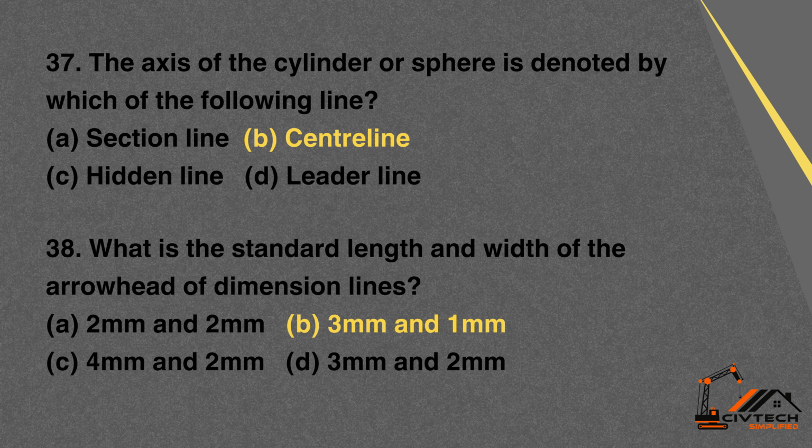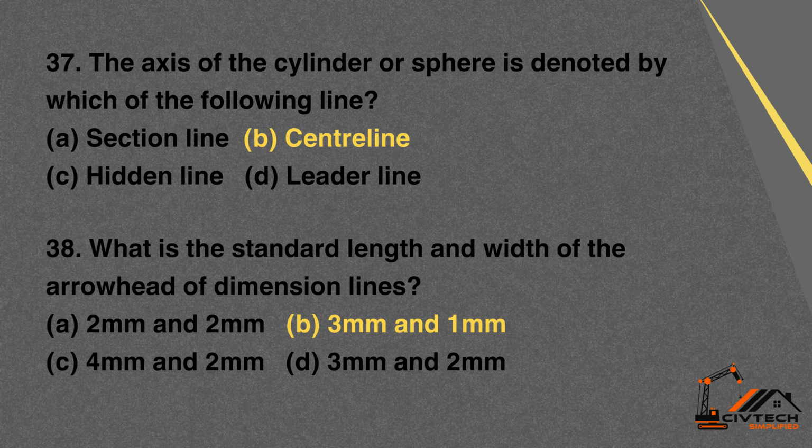37. The axis of the cylinder or sphere is denoted by which of the following lines? A. Section line. B. Center line. C. Hidden line. D. Leader line. Correct option, B. Center line.